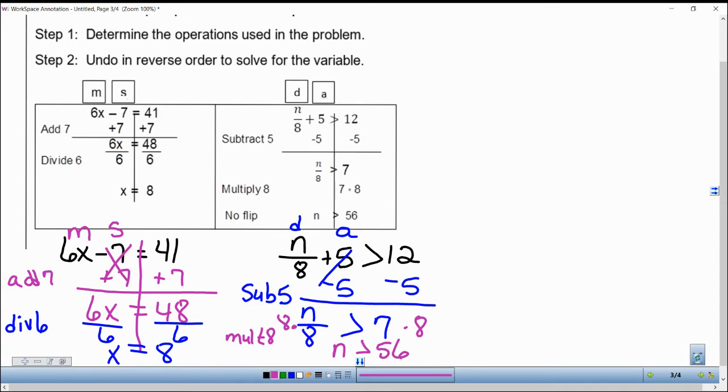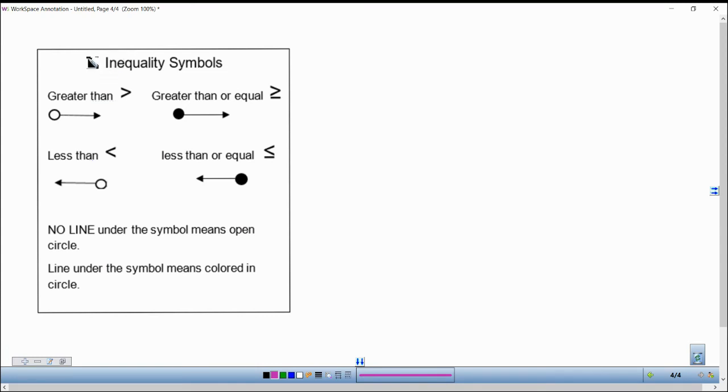The last section we need to go over are the inequality graphing rules. And these are the inequality symbols you will see. Our first symbol is the greater than, and it's going to be an open circle, and the line is going to go to the right. If we put the line under it, which is equal to, then the circle is just colored in. And remember, more ink to write the symbol, more ink on the circle.